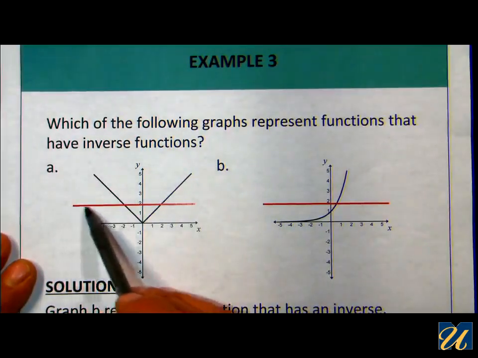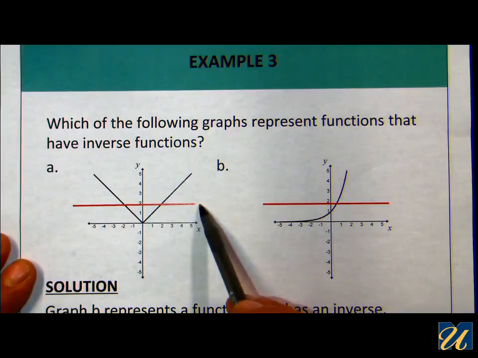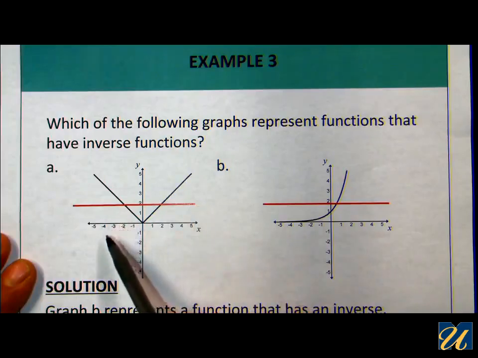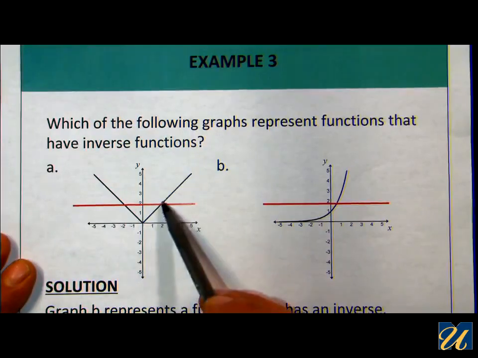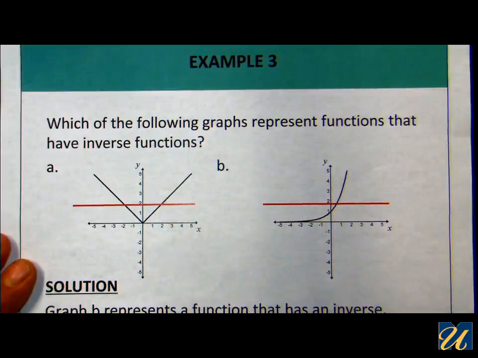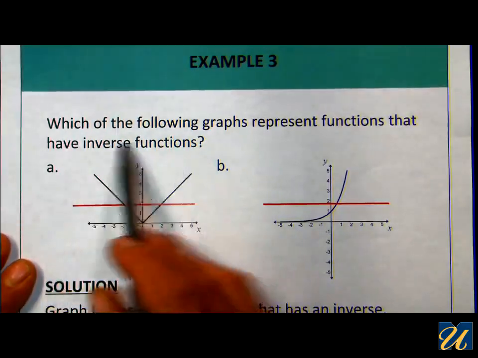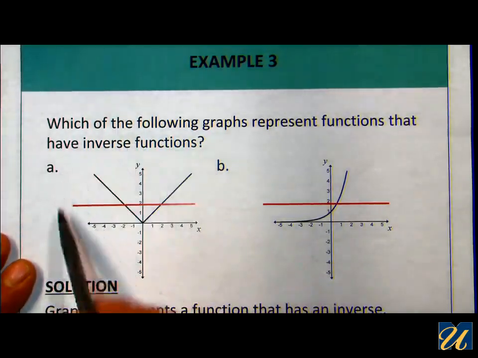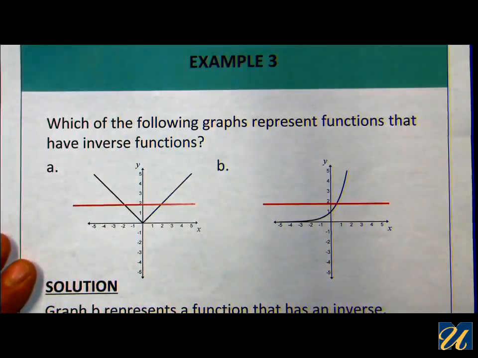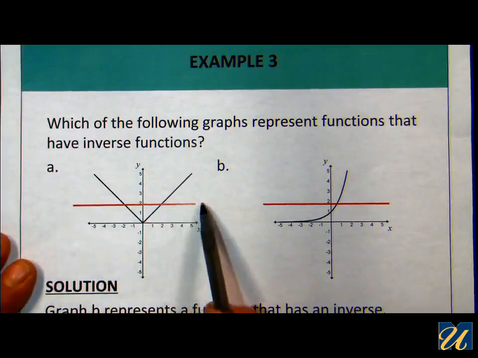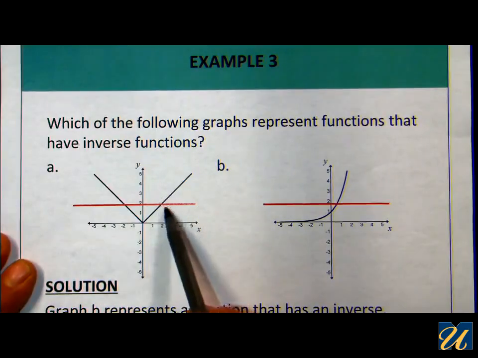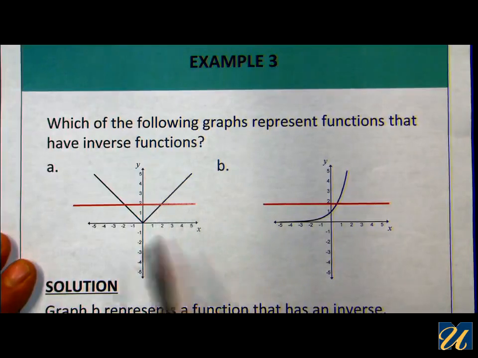this function does not pass the horizontal line test, which means that each y does not have one and only one x. This y value here of 2 has two different values of x. So this is not one-to-one, meaning each x must have one y and each y must have one x. So this graph fails the horizontal line test, intersecting the graph at more than one place. So although we could make the inverse graph for this function, it would not be a function.